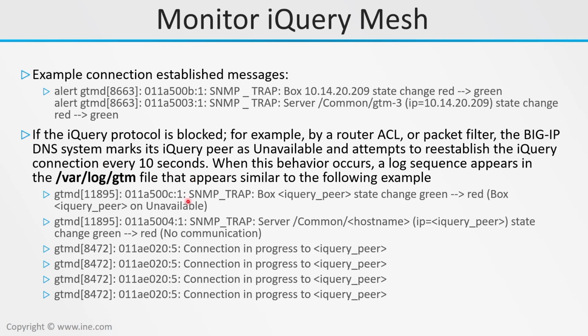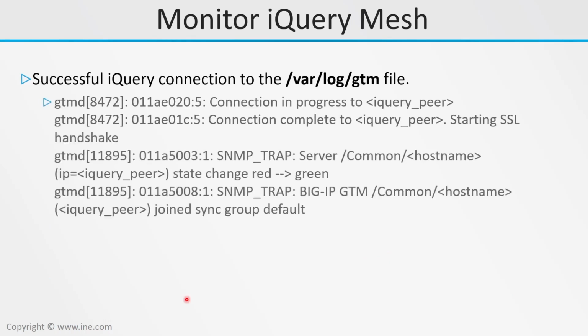And you can see the log sequence when it's trying to connect to that box. So we'll go from red, green to red, and green to red. We saw those two in the previous slide, and then it will just continue connection in progress to iQuery peer every 10 seconds.